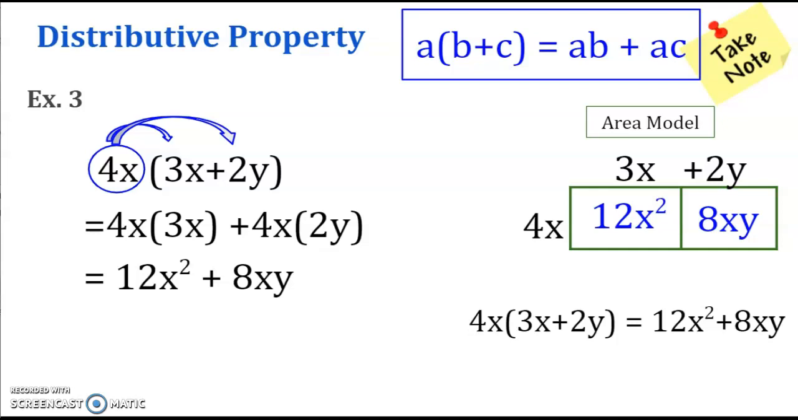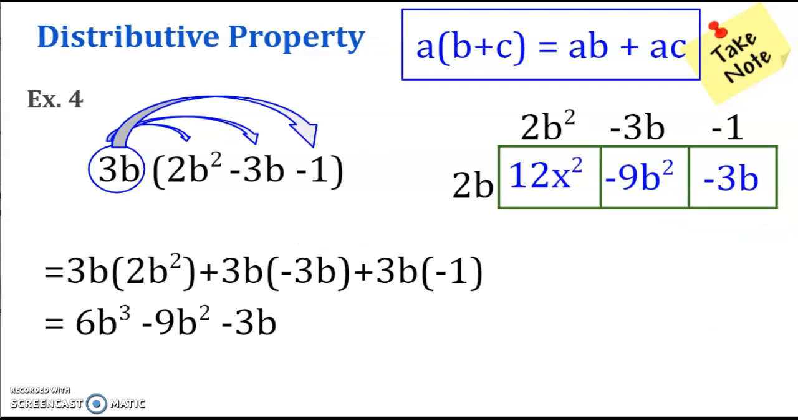And likewise we can represent this as an area model. This time the length is 3x plus 2y, so it goes on the top. The width is 4x, and you just multiply to find the area of each term. That's 12x squared, and then 2y times 4x is 8xy. It's exactly the same, and you get exactly the same answers.